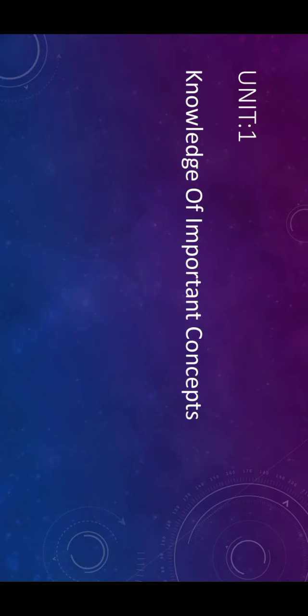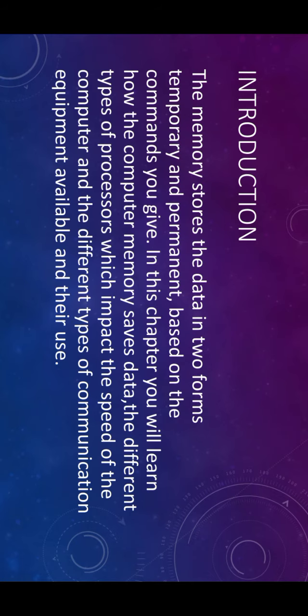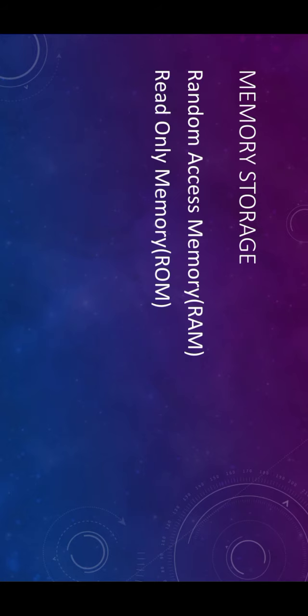You know about the different parts of a computer, children, right? But do you know how the memory works? The memory stores data in two forms, temporary and permanent, based on the commands you give. In this chapter, you will learn how the computer memory saves data, the different types of processors which impact the speed of the computer, and the different types of communication equipment available and their use.